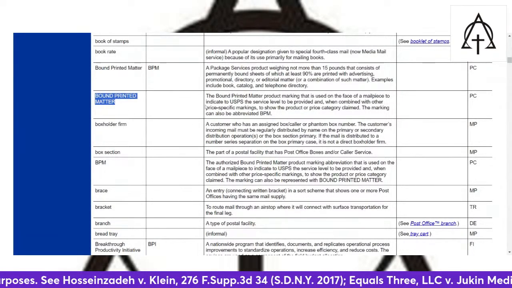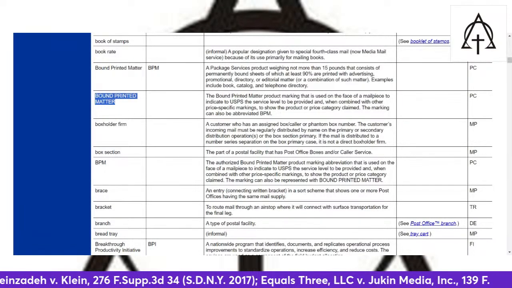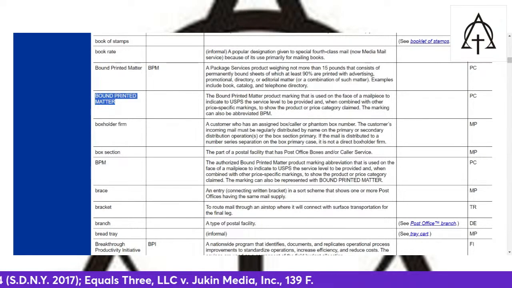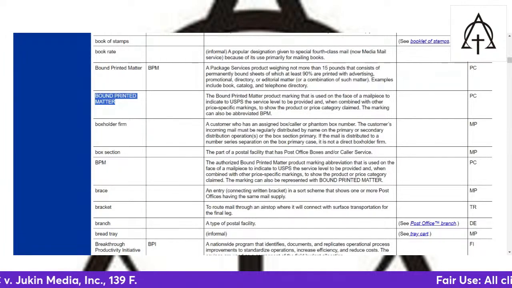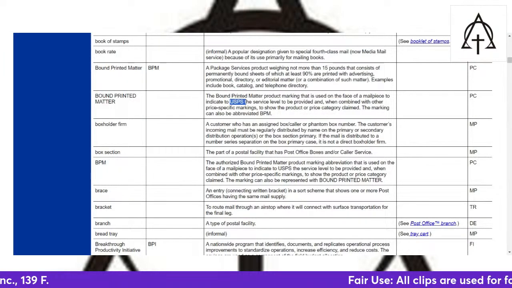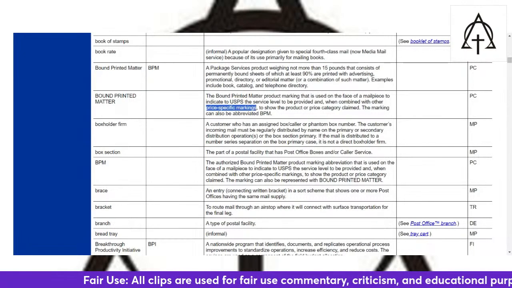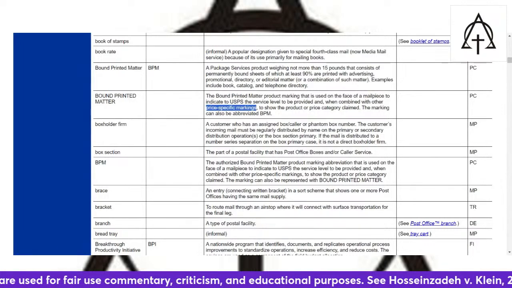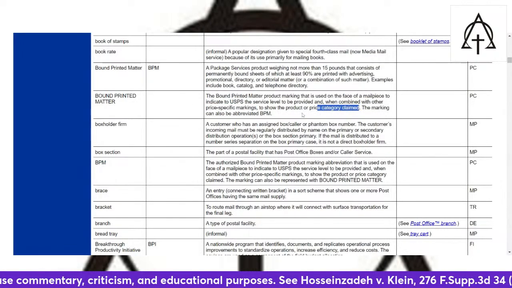Bound printed matter. The bound printed matter product marking that is used on the face of a mail piece to indicate to U.S. Postal Service the level to be provided, and when combined with other price-specific markings to show the product or price category claimed.